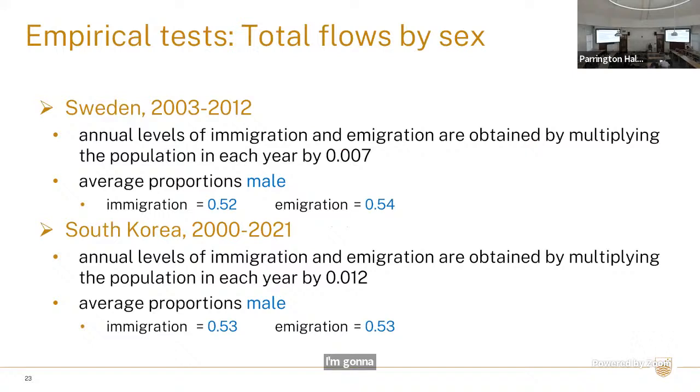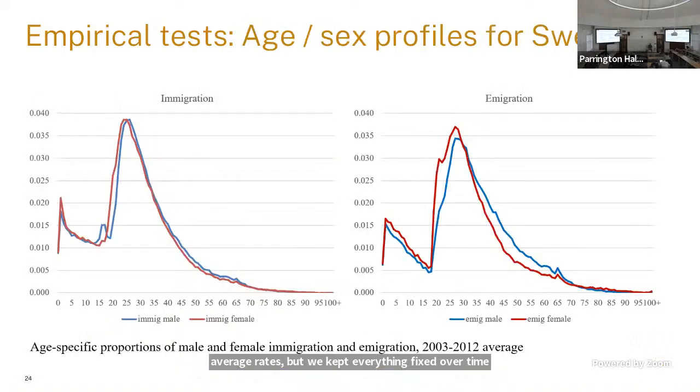We tested with empirical data using average rates, but we kept everything fixed over time for Sweden and South Korea. Here's just an example of what the age sex profiles look like for Sweden. Notice that males and females are pretty much the same. You see more differences in the emigration. This is a single year of age, but females tend to be a little bit younger than males when they migrate, at least on the left side of that peak, the labor force peak. On the right side, there seem to be more males.